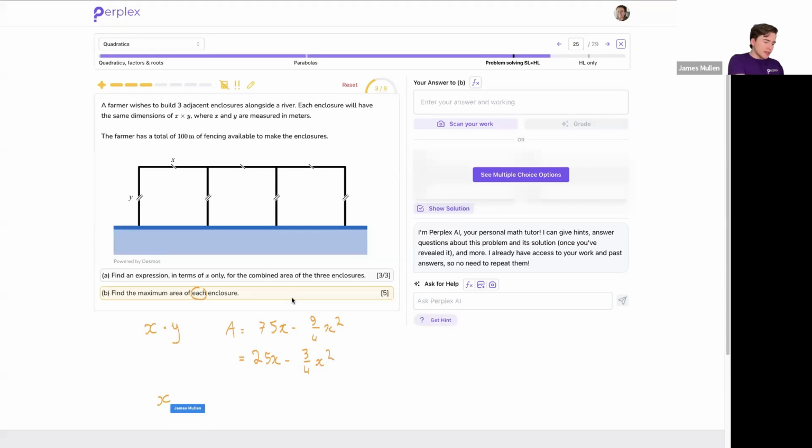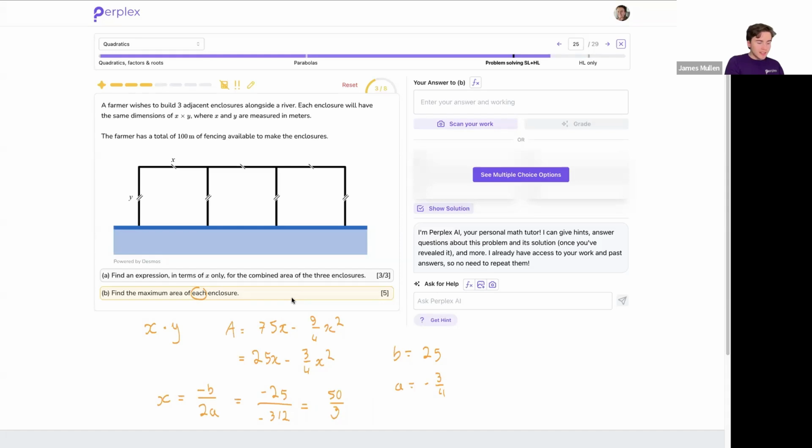And I know that the axis of symmetry has the equation x equals negative b over 2a. In this case, my b is 25, and my a is minus 3 over 4. So x is going to be negative 25 over, and 2a is going to be negative 3 over 2, which becomes 50 over 3. So that's the value of x that's going to make the area maximum.